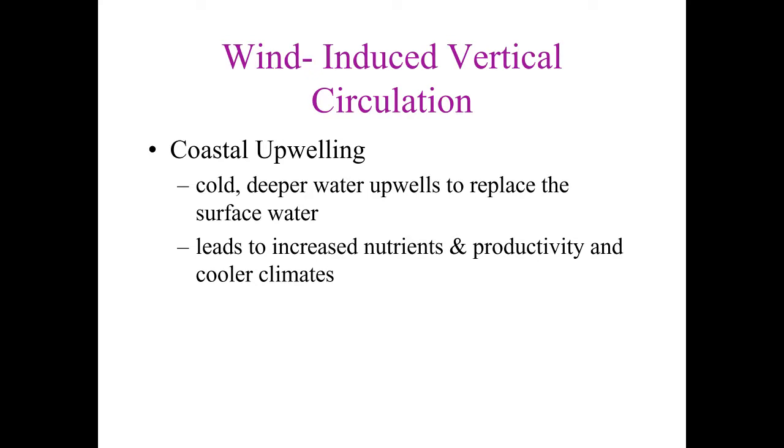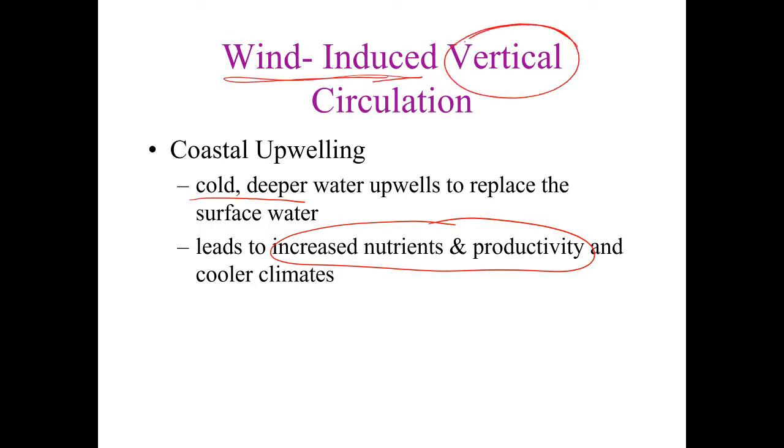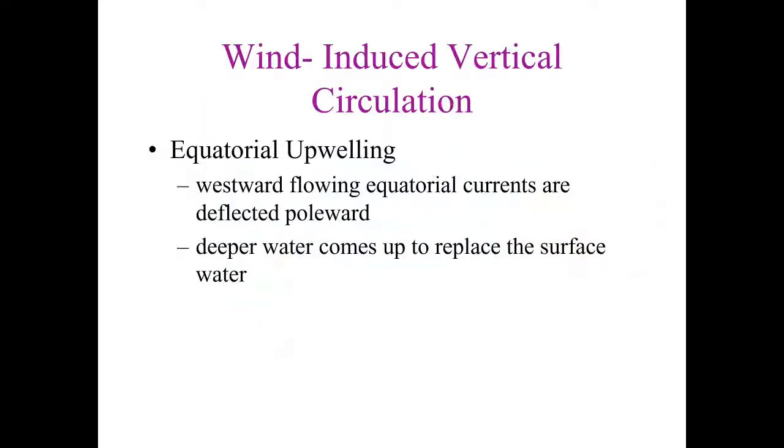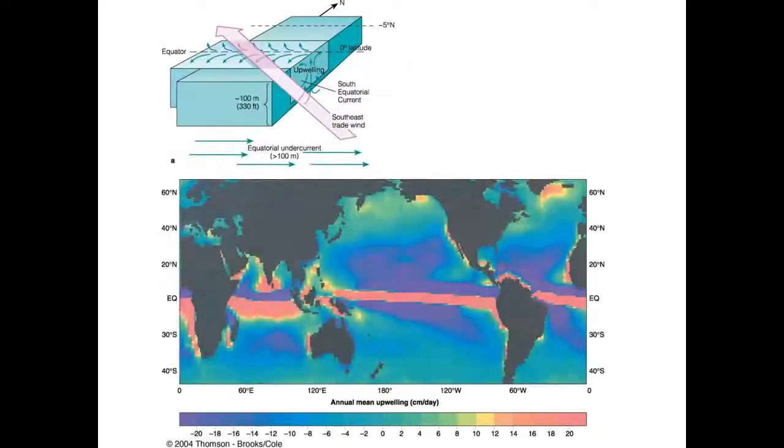So we know that coastal upwelling, of course, is colder and deeper water coming to the surface, bringing increased nutrients and productivity. It starts as wind induced, and of course it's vertical because it's coming from below to the surface. The opposite of coastal upwelling is going to end up being equatorial upwelling. Again, coastal upwelling is here. The equatorial upwelling is going to be westward flowing equatorial currents that get deflected to the pole. Then the deep water comes up at the equatorial region.